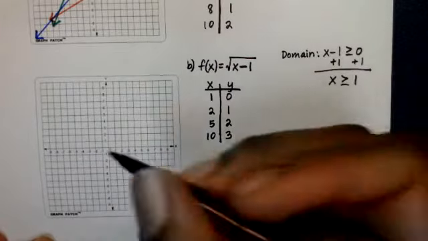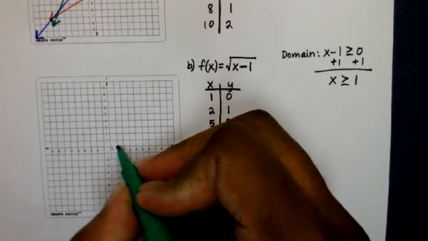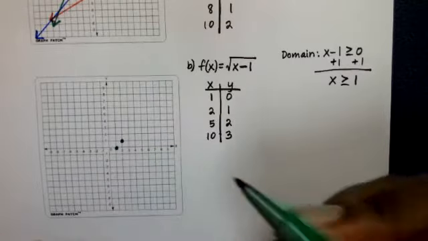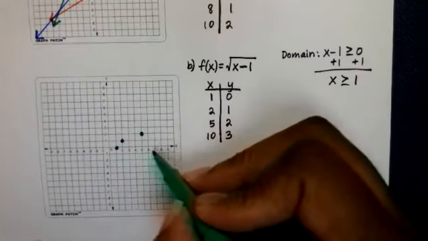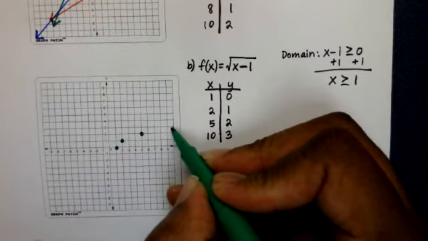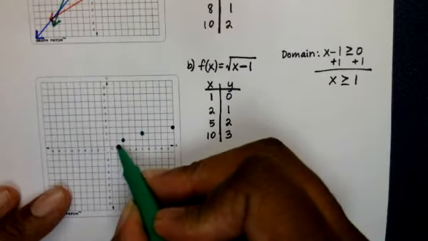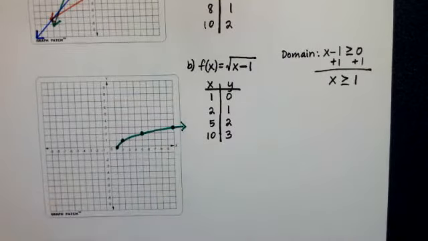Okay, so now let's plot those on the coordinate plane. Do this in green. 1, 0 is on the x-axis. 2, 1 to the right 2 and up 1. For 5, 2 to the right 5 and up 2. And 10, 3 to the right 10 and up 3. This is usually what the graph looks like. It's like the square root of x, but it's just shifted to the right one place.